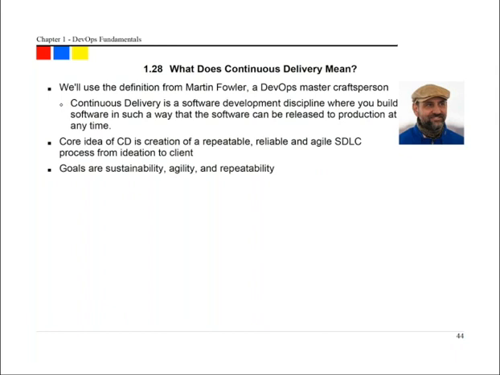And I think that definition is true, but you have to read between the lines to understand what it really means. Here's another way of saying continuous delivery. Continuous delivery is a practice in which you automate the process by which you build, test, and deploy software, such that that software can be released to production at pretty much any time, at your choice.